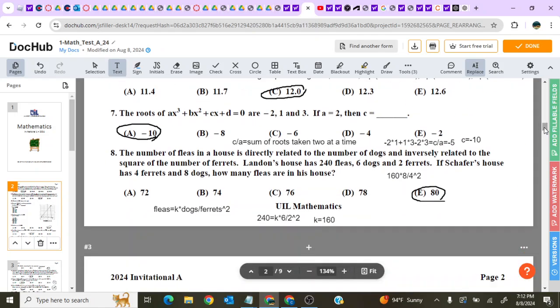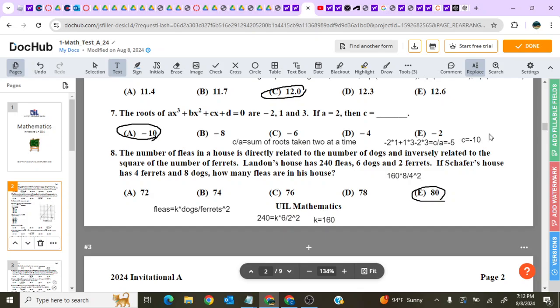Number of fleas in a house is directly related to the number of dogs and inversely related to the square of the number of ferrets. London's house has 420 fleas, 6 dogs, 2 ferrets. If other dude's house has 4 ferrets and 8 dogs, how many fleas are in his house?